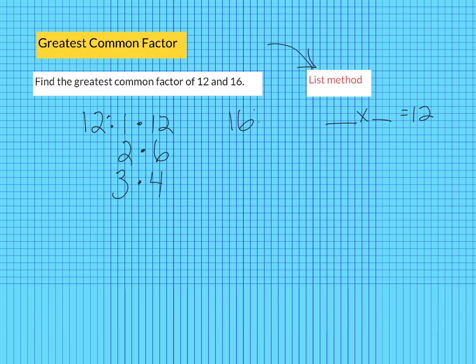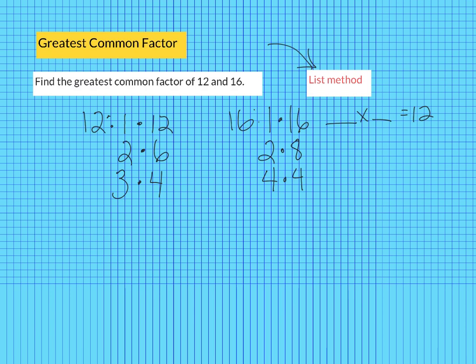That's it for 12. Now let's do 16. I know 1 times 16, 2 times 8, and 4 times 4. Now that I've listed out all of the factors, remember I'm trying to find the greatest common. So what's the biggest factor we see on both sides that's the same? Well, I see 2 and 2, but that's not the biggest one. I see 1 and 1, but that's not the biggest one.